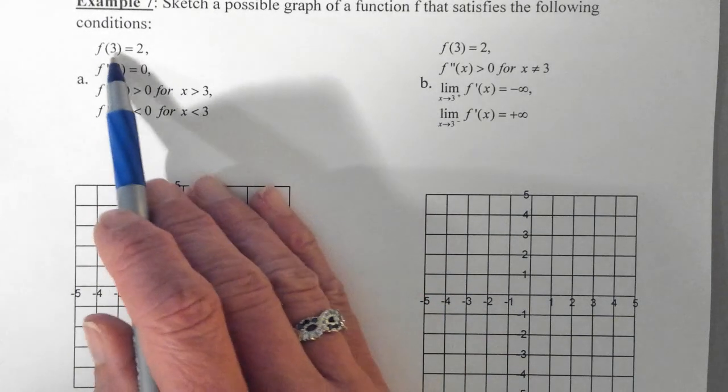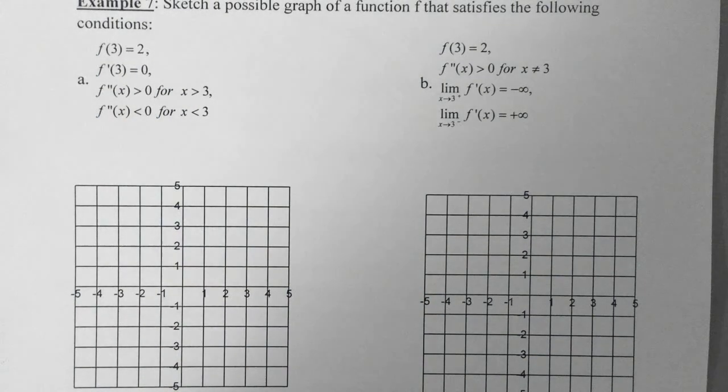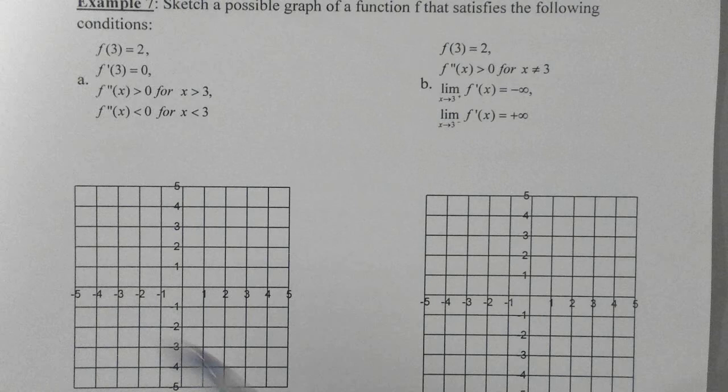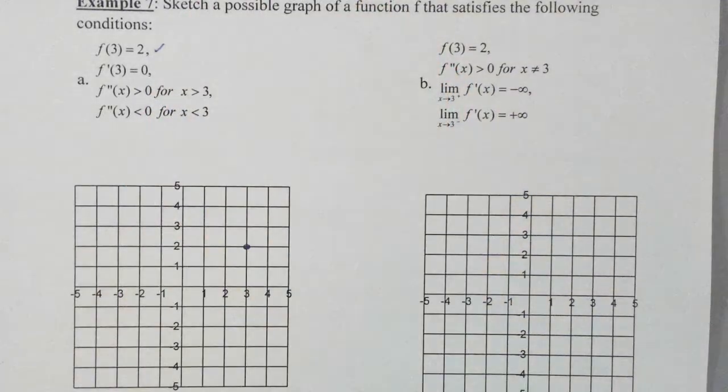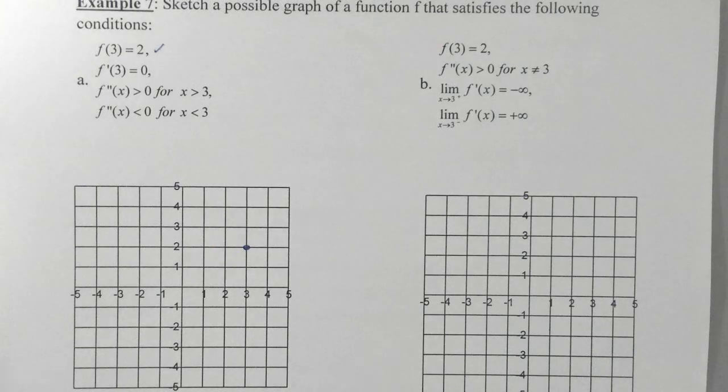Okay, so for this first one, you have f of 3 is equal to 2. What does that mean? Oh, let's plot it then. 3, 2. Plot. Check. Done. F prime of 3. What does that mean, f prime?